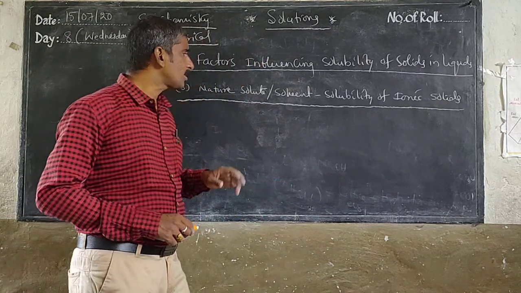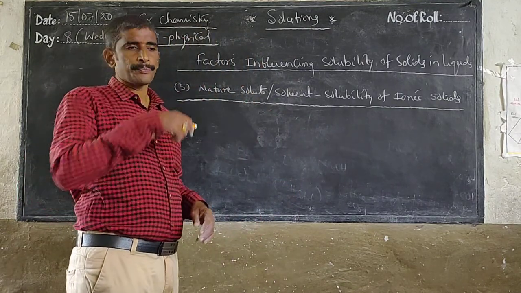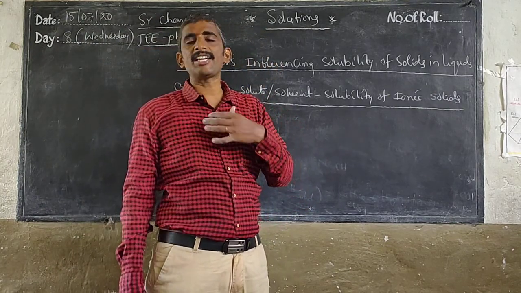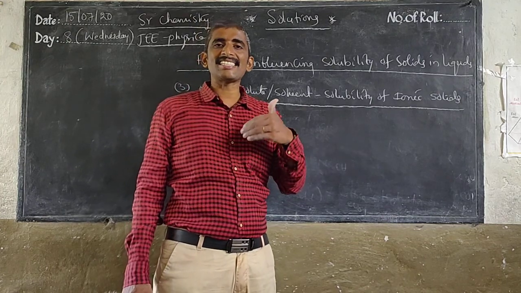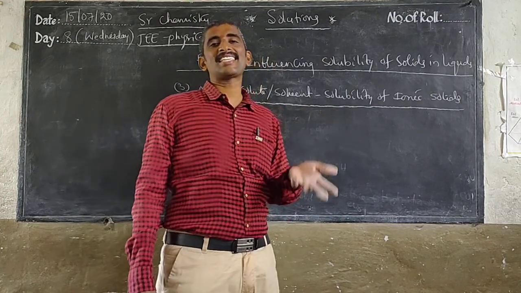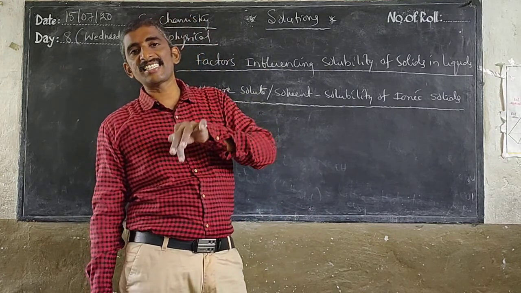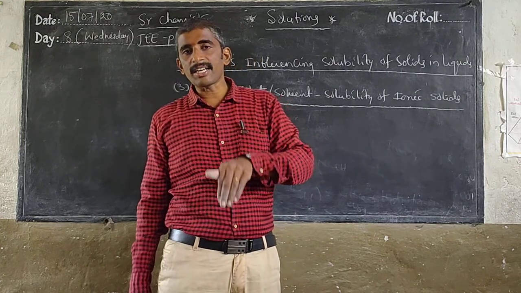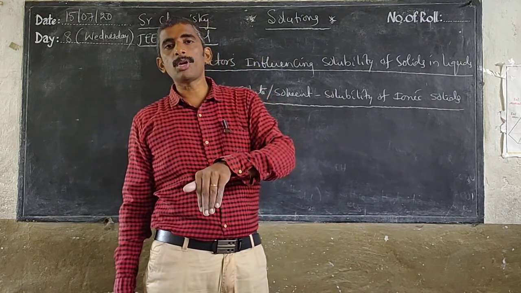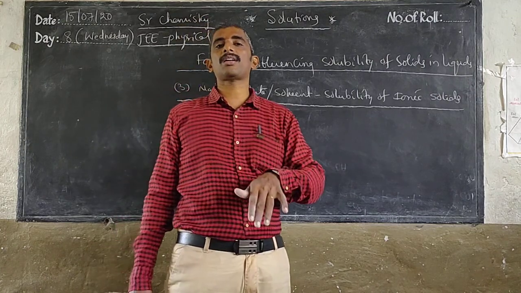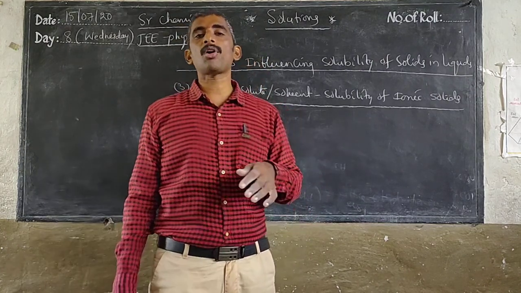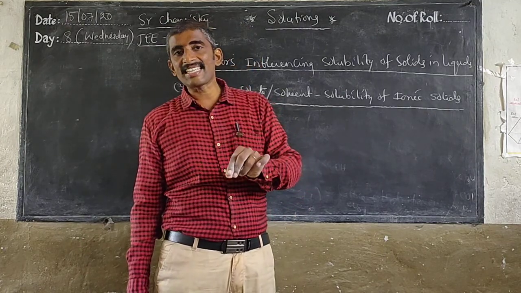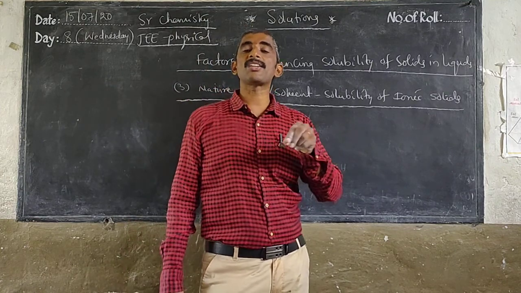Anyway, so nature of solute and solvent. The smaller the lattice energy of ionic compounds, the greater the iteration energy of ionic compounds. The greater the iteration energy of ionic compounds, the more easily soluble in water or polar solvent.